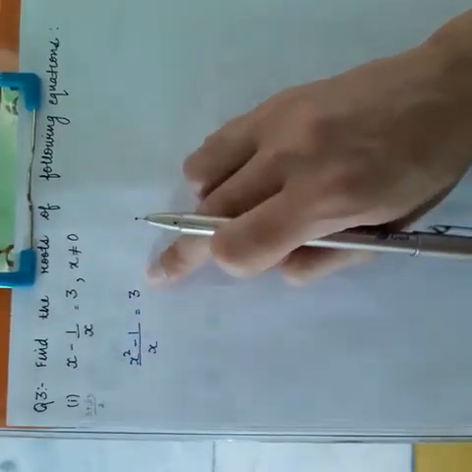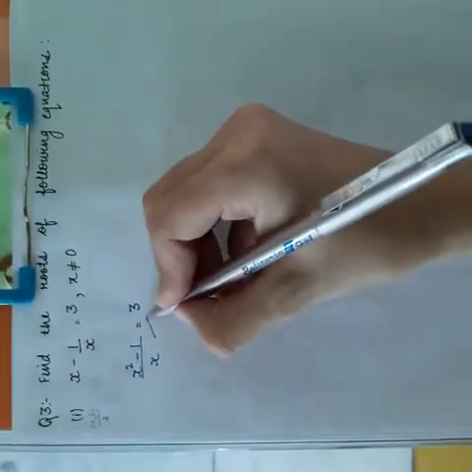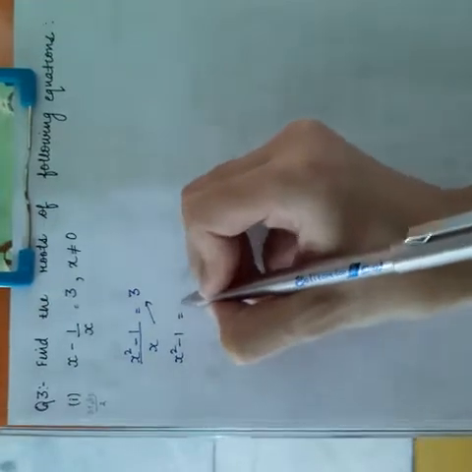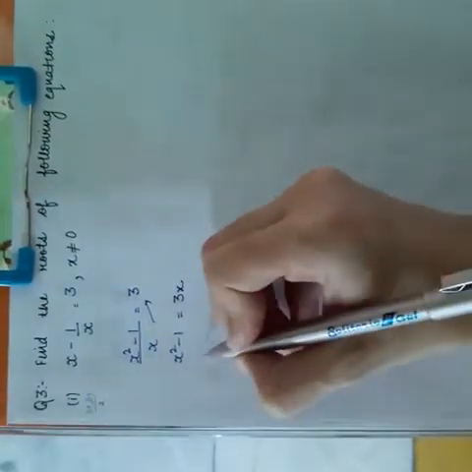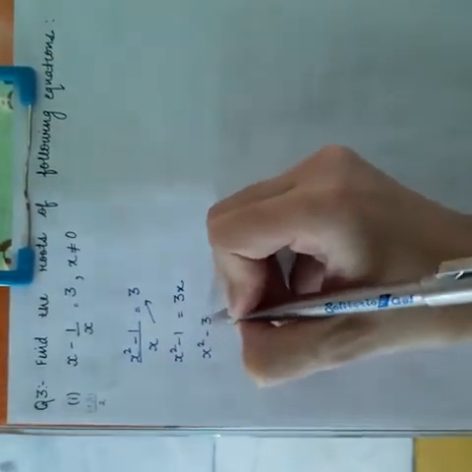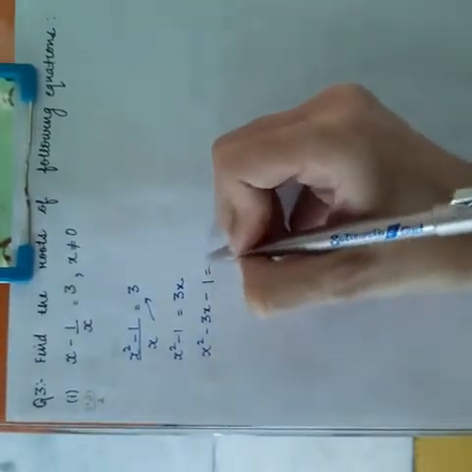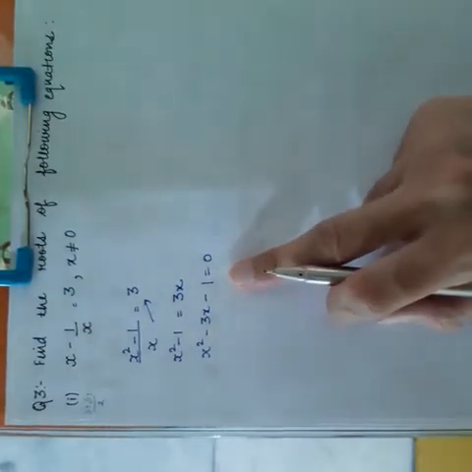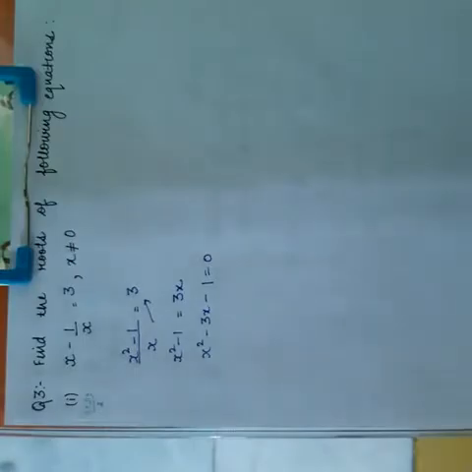Now after taking LCM we have this. We'll shift this denominator to right hand side. We get x square minus 1 is equals to 3x. X square minus 3x minus 1 equals to 0. Now this is the simple quadratic equation. You can solve it to find the roots either by factorization or by using the quadratic formula. It's your choice. I formed the equation for you. Rest you have to solve on your own.